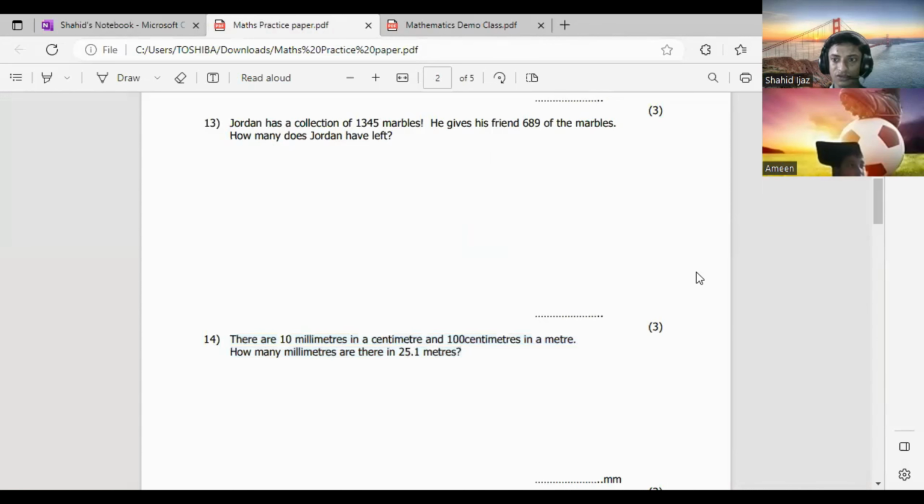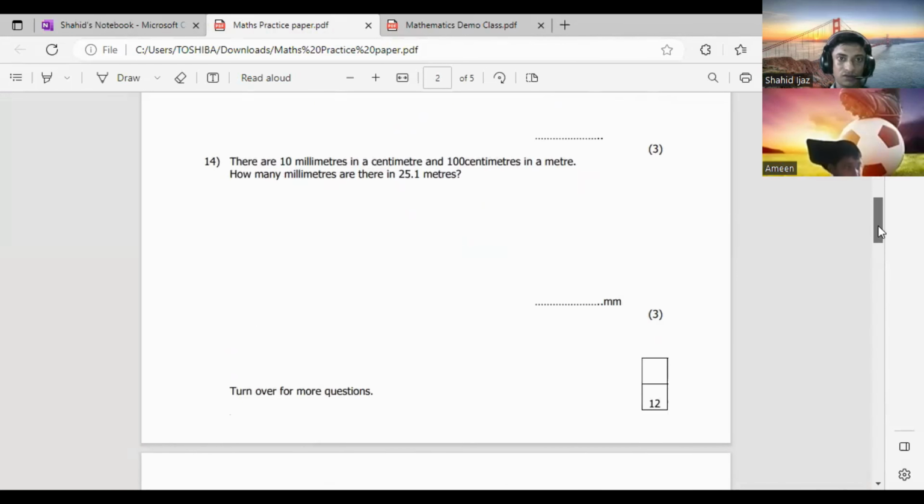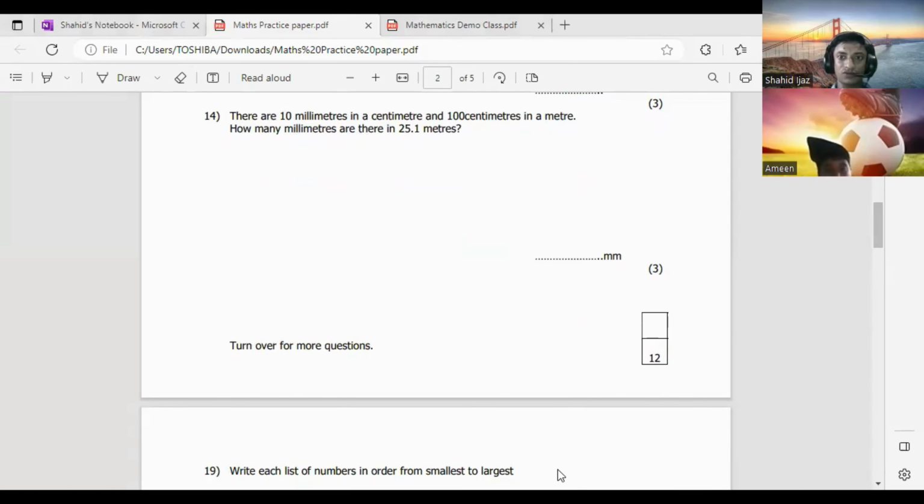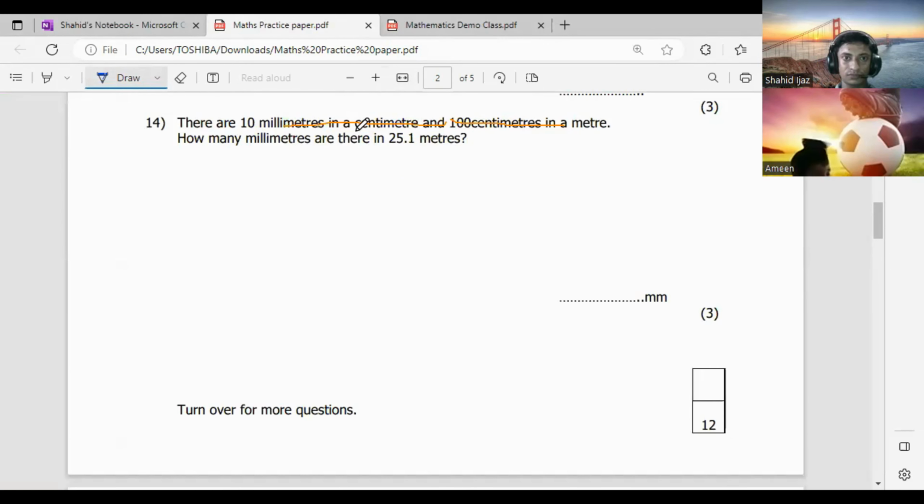Can you see the sheet? Yeah, Question 14. Try to read the question. There are 10 millimeters in a centimeter and 100 centimeters in a meter. How many millimeters are there in 25.1 meters?